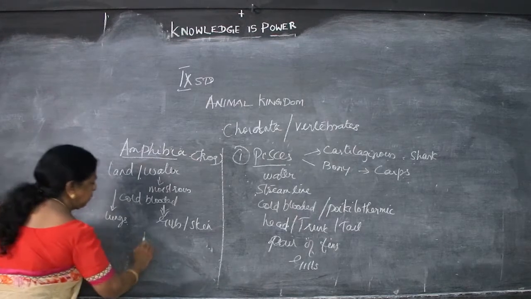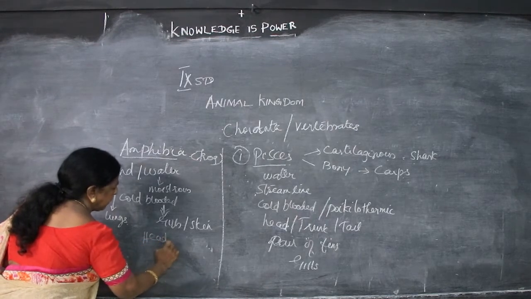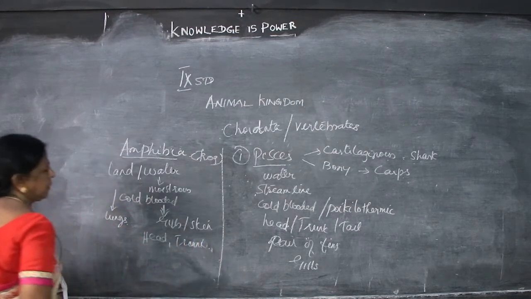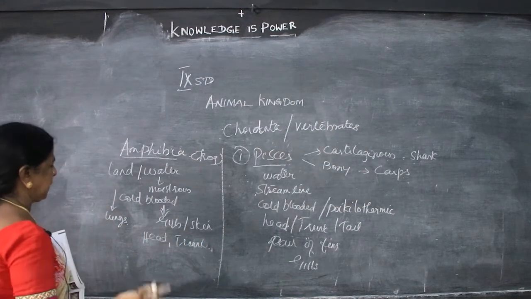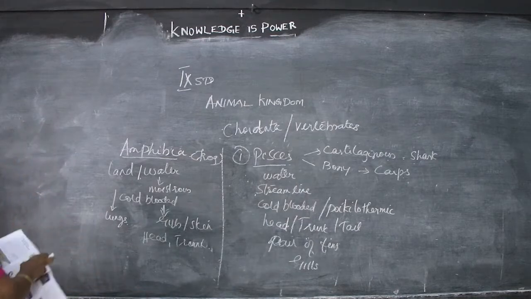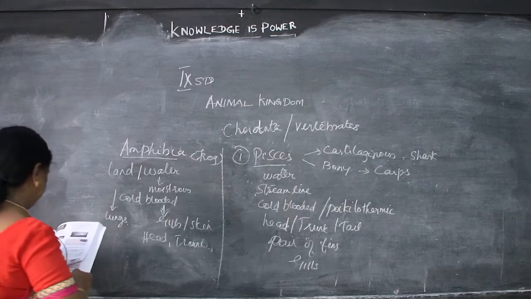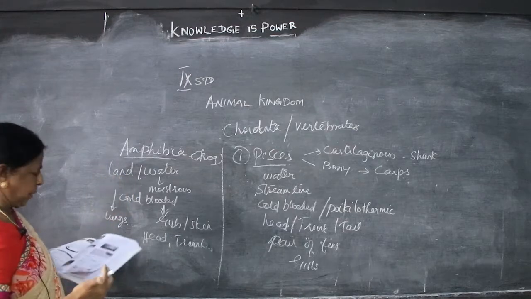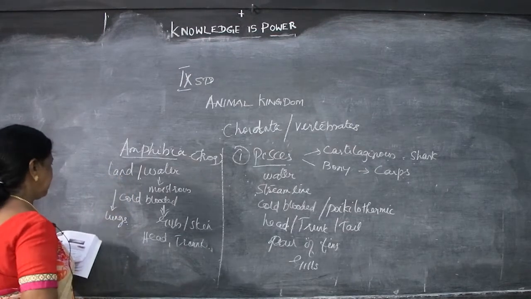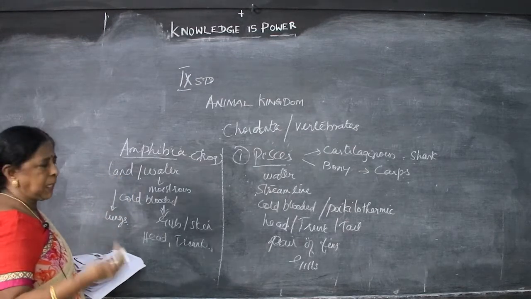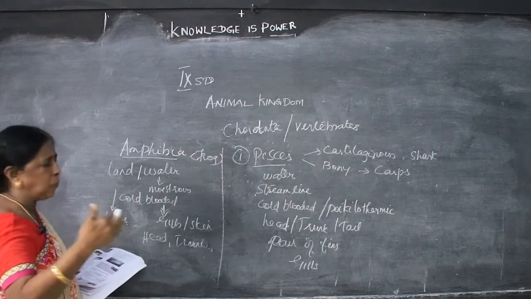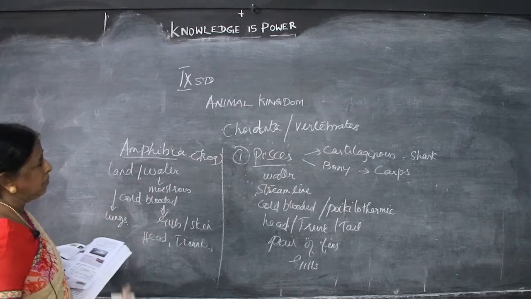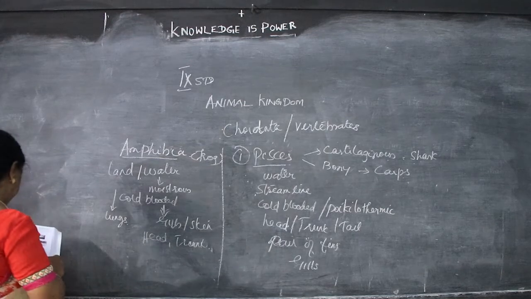The body is divided into head, trunk, and the tail is not well developed. In the trunk we have forelimbs and hind limbs. Both the limbs help the frog to hop and swim in the water. There are many stages, from egg to larva, tadpole, and finally it becomes an adult. There are 4 stages in the life cycle of the frog, that is the amphibia's life cycle, which we have in our lab as a specimen.